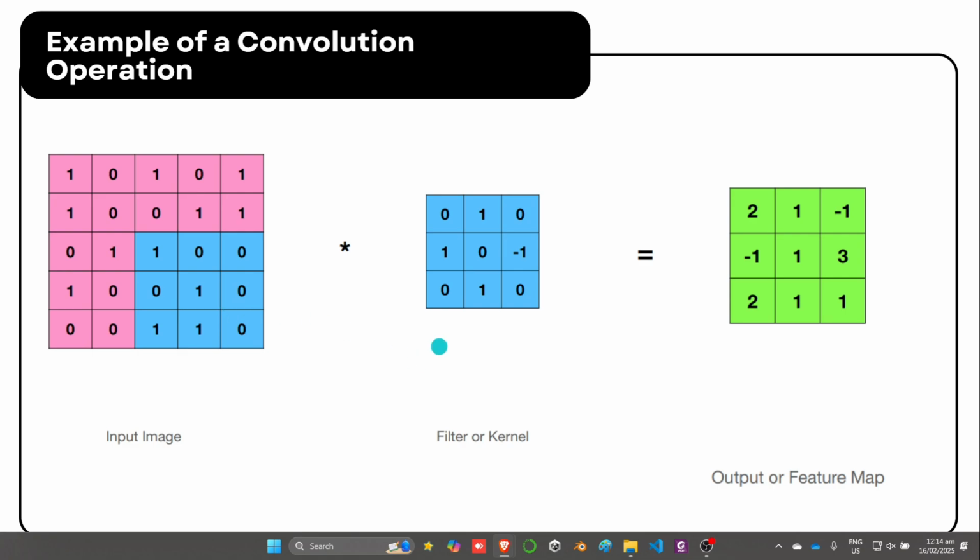So you can see when we multiply a 5 by 5 image matrix here, well, no, this is a 5 by 5 image, and we convolve it by a 3 by 3 kernel. So we get a 3 by 3 feature map.